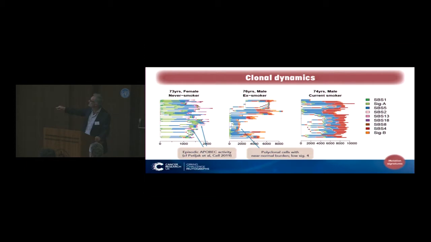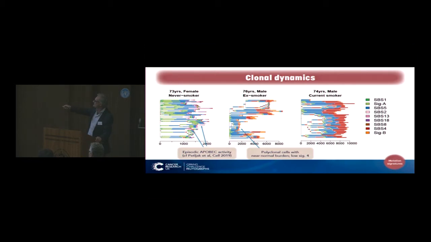And then if you look at this pair of cells here, they're very recently diverged from one another. I mean, this top cell here has hardly any extra mutations, and yet its sister cell there has many extra hundreds of mutations from APOBEC. So really confirming in vivo what Mia described in vitro, that APOBEC mutagenesis can act in an episodic fashion.